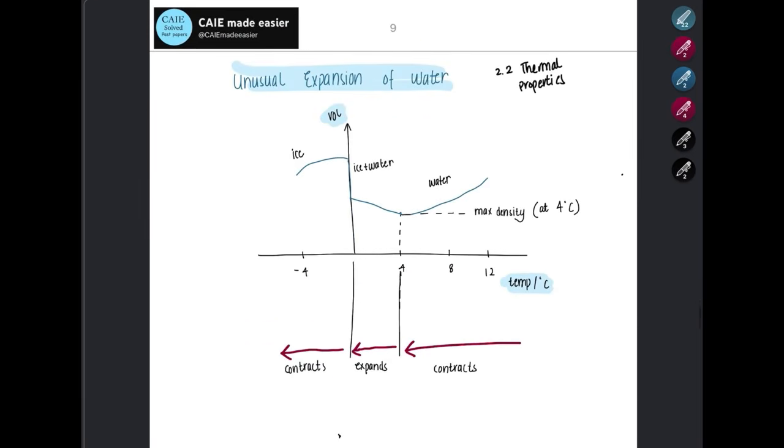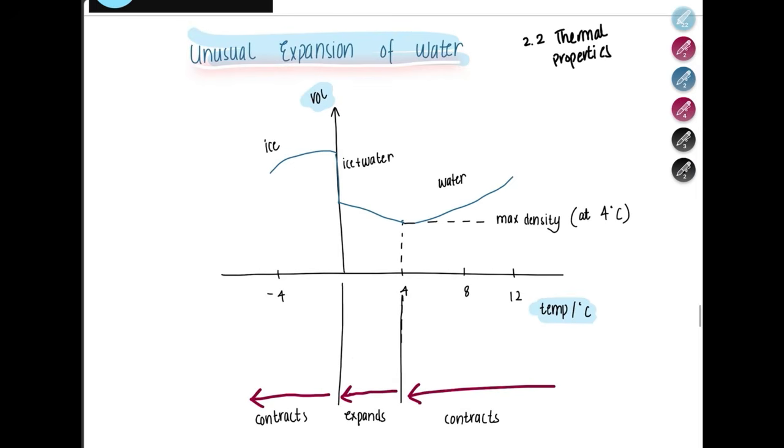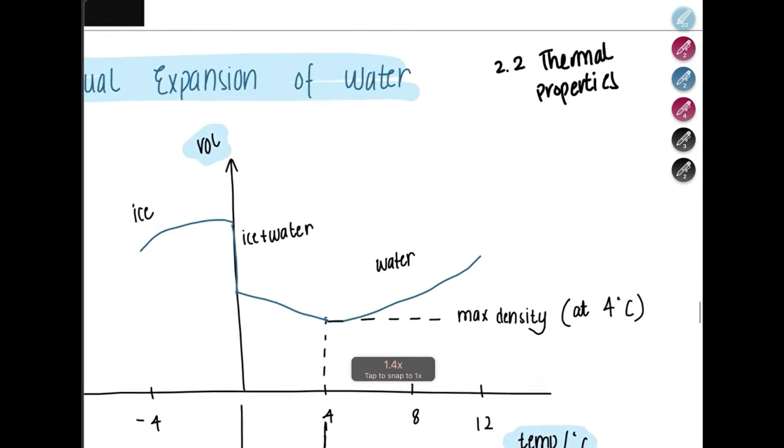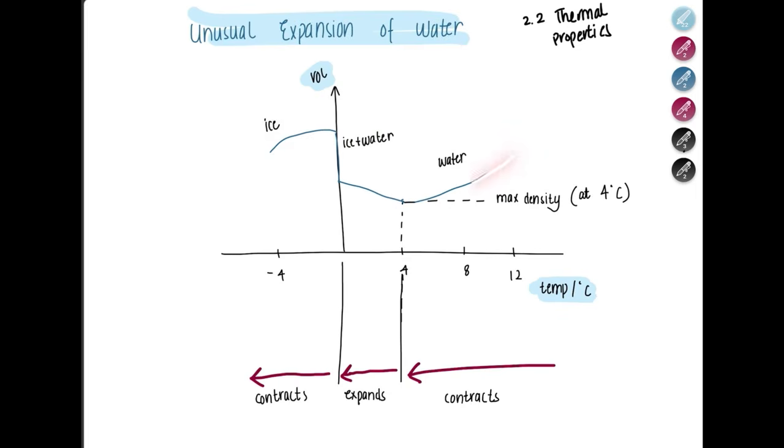Now we can move on to something else. I saw this in chapter 2.2, thermal properties, of the book. So this represents the unusual expansion of water. What does this mean? For example, here on the x-axis, we have our temperature. On the y-axis, we have our volume. As the temperature is reducing, obviously it's contracting, as it should, because the molecules are coming closer to each other, so it's becoming smaller and smaller.